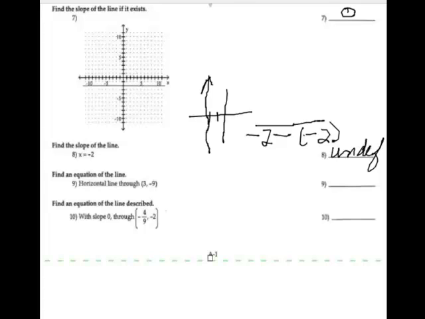Find the equation of the line. Horizontal line. This is 7, that's a horizontal line, right? Okay. Find the horizontal line through 3 and -9. Well, if it's horizontal, -9 is right here. See, that's horizontal, if I drew it better. Anyway, what's y going to be? y is always going to be -9. Okay, so that's a nice, easy problem. y is -9.